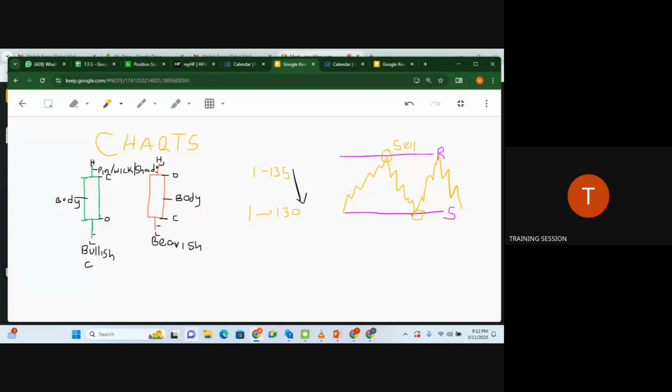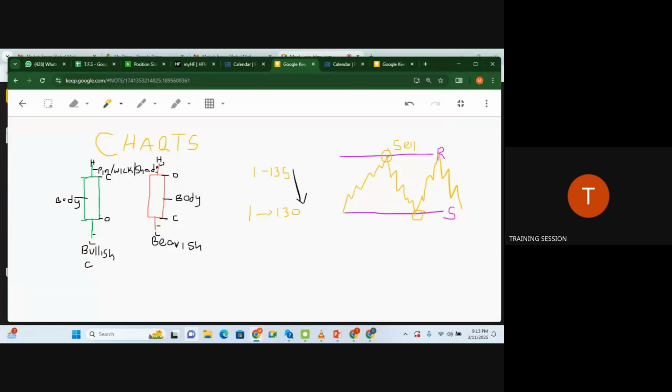Now that brings in what we call the candlestick charts. There are candles that when they appear at the support, confirm to you that you can now buy. And there are candles that when they appear at the resistance, confirm to you that you can now sell. And that is why we are learning candlesticks. Candlesticks are very, very important because they always act as an entry confirmation.